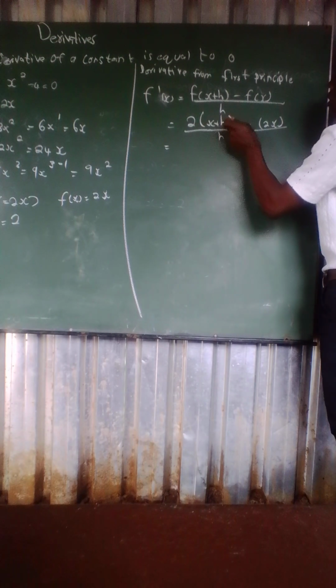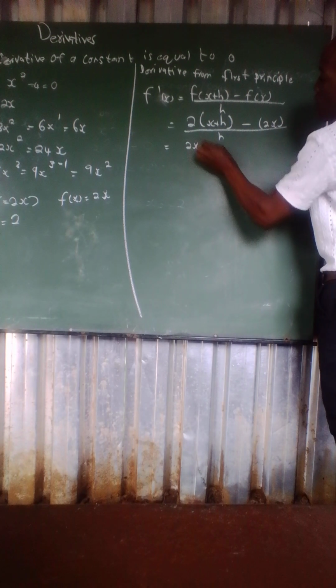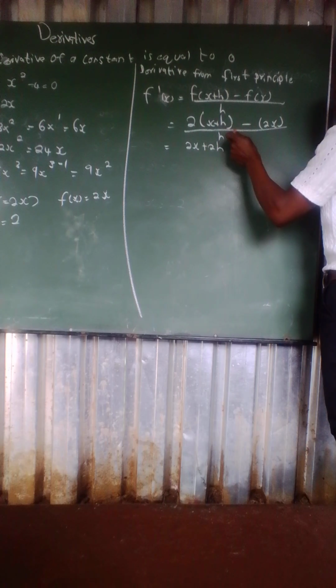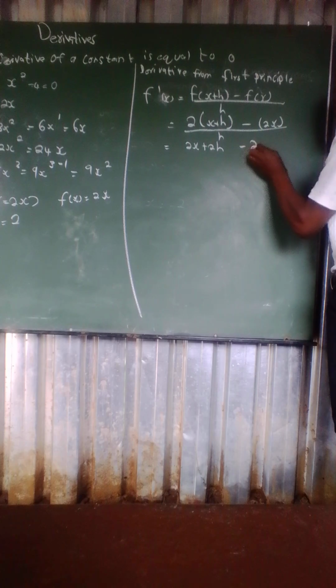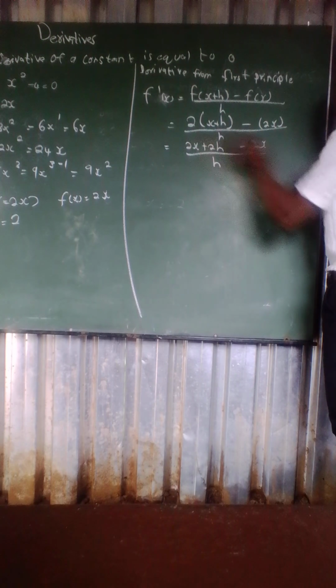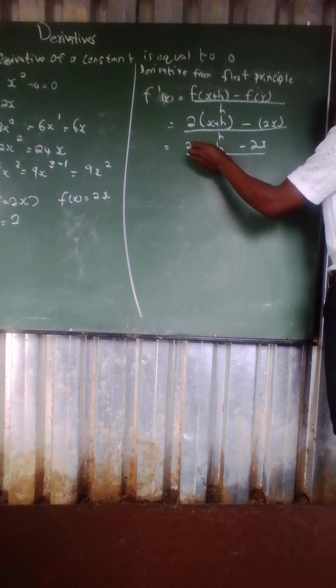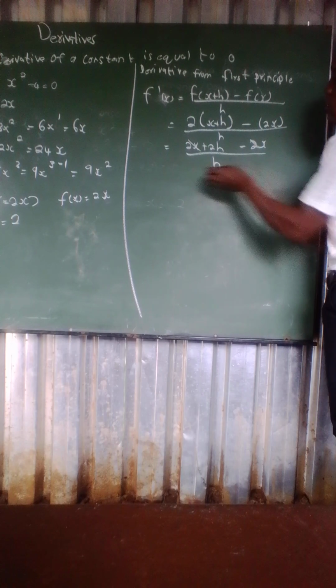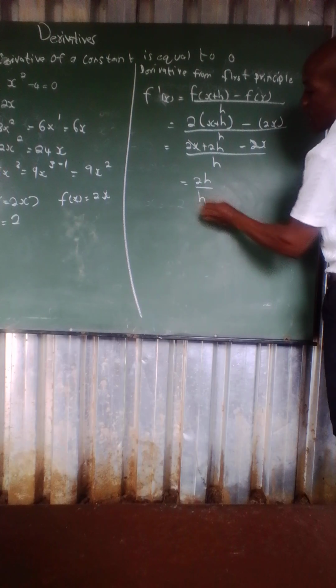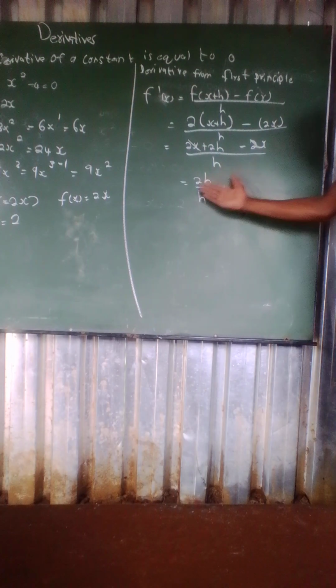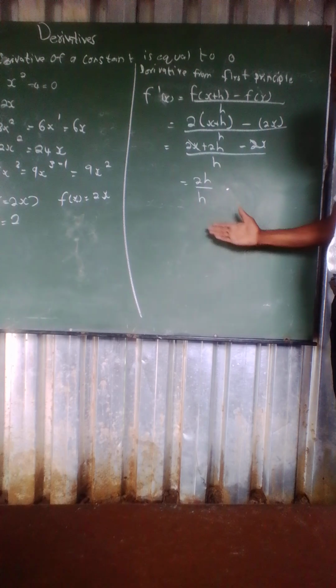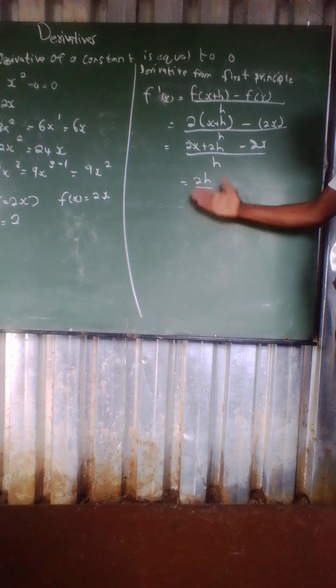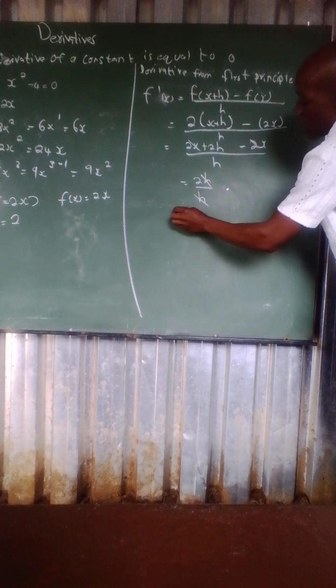Then at the end of the day, you will have 2x plus 2h. You multiply the brackets by 2, and then you minus 2x, divided by h. Now your aim is to remove the like terms, which means 2x minus 2x, you are left with 0. Then you are left with 2h divided by h. In this position, there is nowhere your limit where h approaches 0 will be used. Obviously, h cancels h, then you are left with 2.